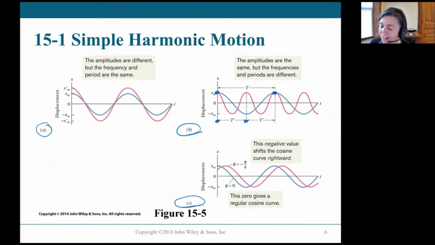And down here, the blue and the pink have two different phase shifts. So the blue one has a phase shift of 0. That means it's a pure cosine function, right? X starts at the full amplitude. Whereas the pink one is shifted to the right, okay? And you'll notice that it's got a negative on that phase shift, right? And I said before, a negative phase shift will correspond to a shift to the right. Okay.